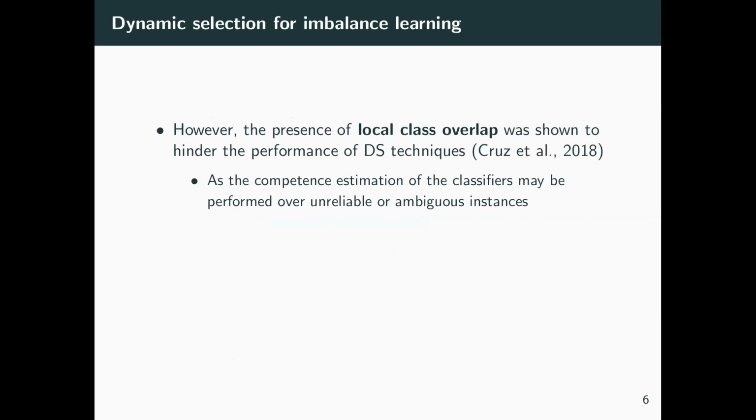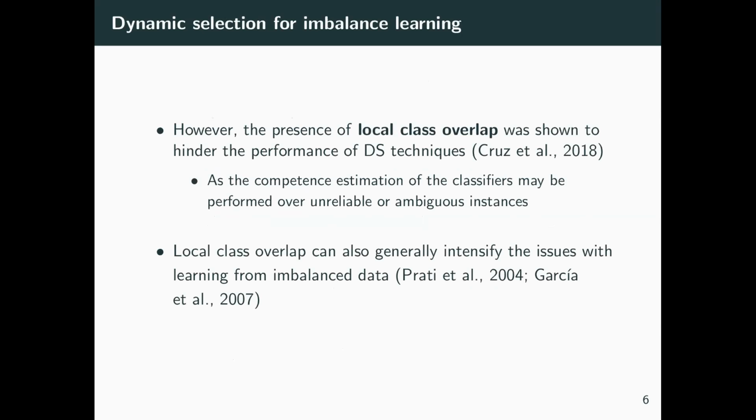However, local class overlap can hinder a lot the performance of dynamic selection techniques. One of the reasons is that since the competence is estimated in the local area, if there's a lot of class overlap, the instances are kind of ambiguous. So you're estimating the competence of the classifiers over not very reliable samples. And the local class overlap is also a known factor which increases the difficulty of learning over imbalanced data.